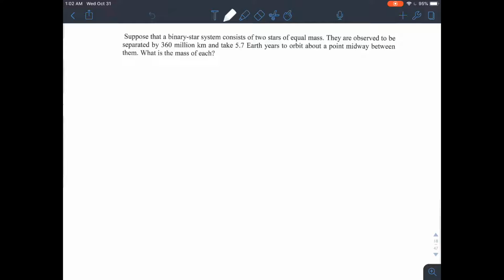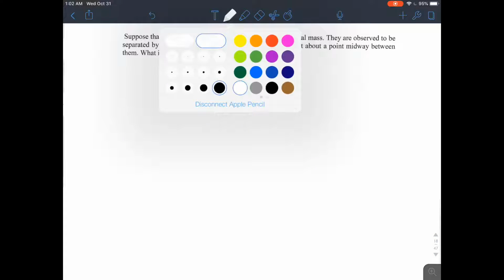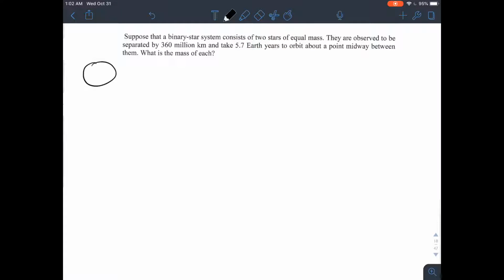So this is a really fun problem. We have two stars. They are of equal mass. So here's star M and the other star M. Binary means a two-star system. Let's say the center of this, that's the midpoint, and then the center of this. So they are observed to be separated by 360 million kilometers, right? Let's just assume that separation is center of mass to center of mass.